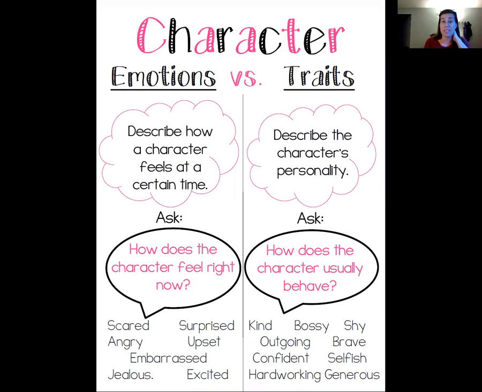Feeling words would be things like scared, surprised, angry, upset, embarrassed, jealous, or excited. Those are emotions. Those are feelings. Character traits are different. And I know that that is kind of a confusing concept. Character traits describe the character's personality. How are they as a person? It's how they usually behave. So, do they behave in a kind way?